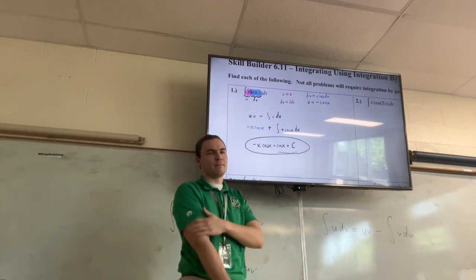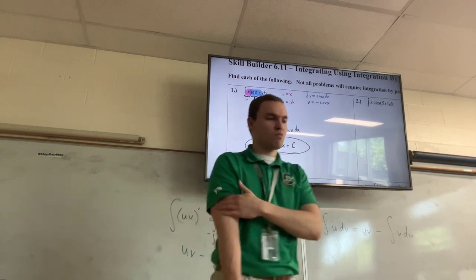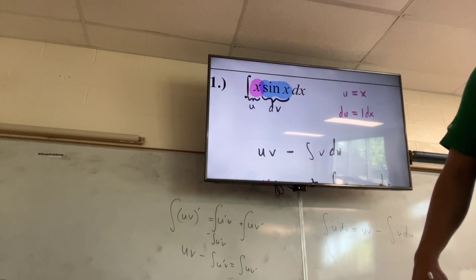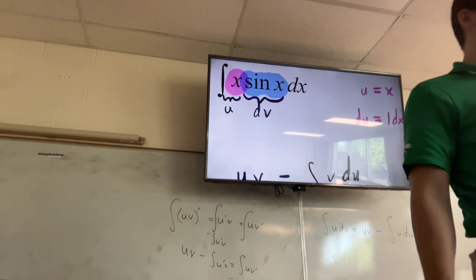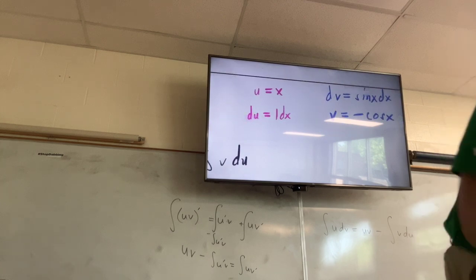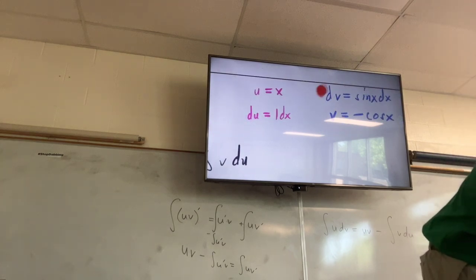So wait, how do we find v? Where did v come from? You pick your u and your dv, so we picked u to be the x that we saw, and we picked dv to be the sine x that we saw, and then we found v by taking the antiderivative of both sides of this equation.